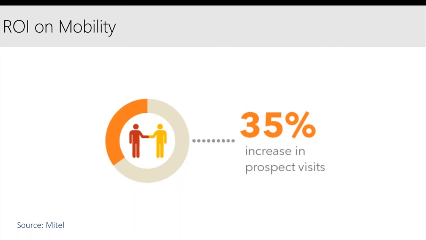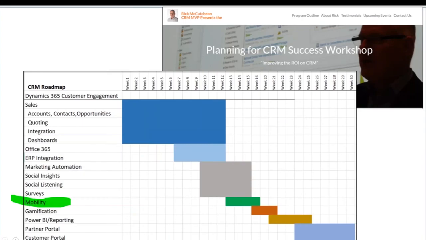And I could do a whole session on just that slide and how mobility will help a rep become more productive. But what I'm saying is, when you're putting your CRM roadmap together, make sure mobility is front and center. When I do planning with most companies, mobility is right down there. We put out basic CRM, ERP integrations. We do our marketing automation, and then we get to mobility.